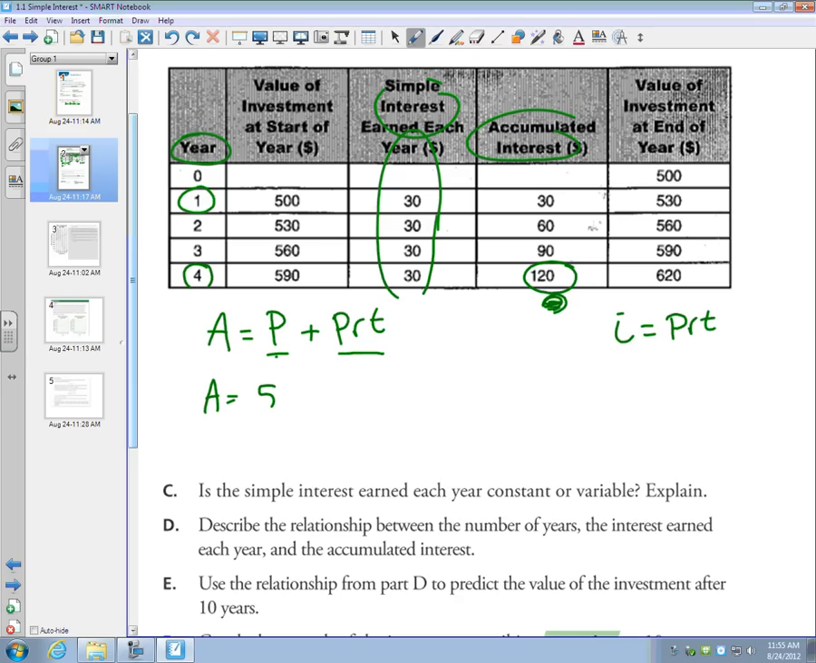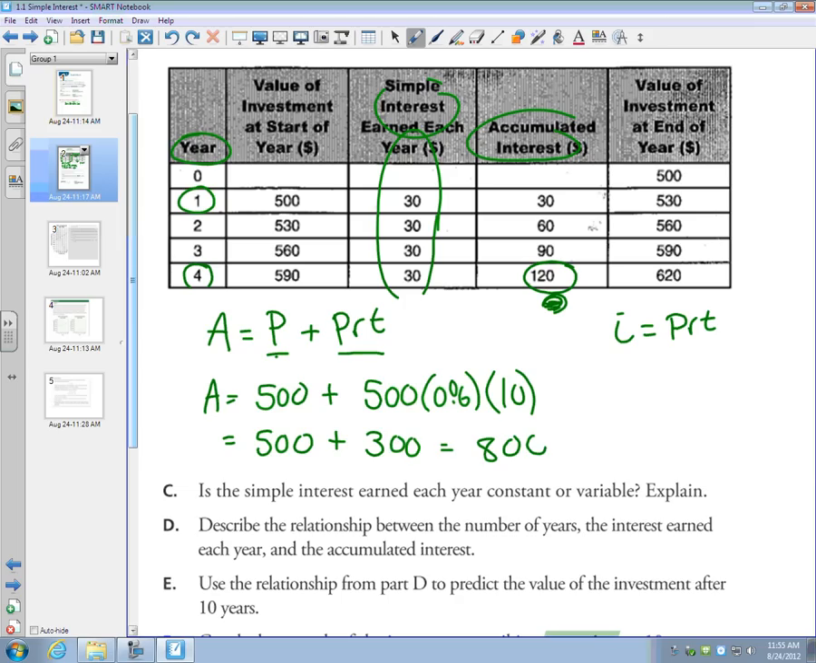Well, she had her $500 she started with, plus her interest. Well, it's 500 times the rate, 0.06 rather, times the time, 10 years. So we get 500 plus 30 times 10, which is 300. So at the end of 10 years, she has $800 for college.